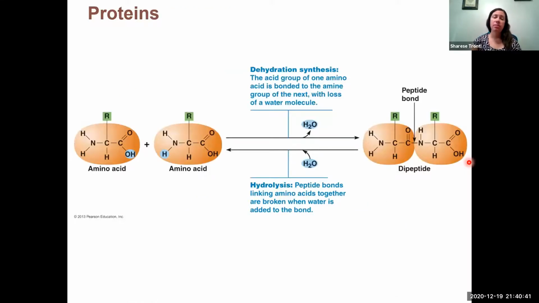We can put 2 of these amino acids together. They're going to be bonded by the peptide bond. That process is going to be dehydration synthesis. And so the breakage of that is going to be the hydrolysis that we've talked about earlier.